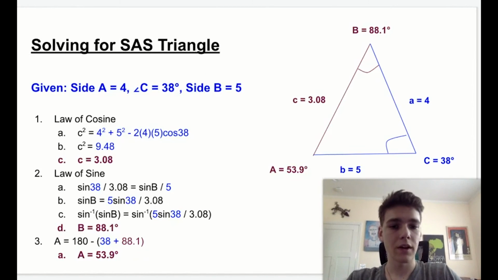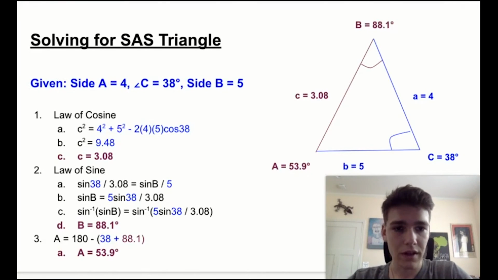Hello. Here I will be presenting the solving of an SAS triangle, or a side angle side triangle. So we will begin this process by solving for the unknowns in the triangle, which in this scenario are side c, angle B, and angle A. Our givens are side a, which is 4, side b, which is 5, and angle C, which is 38 degrees.